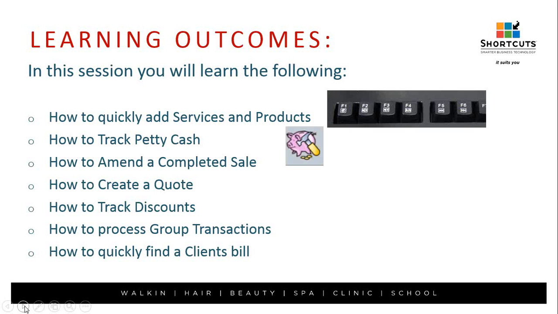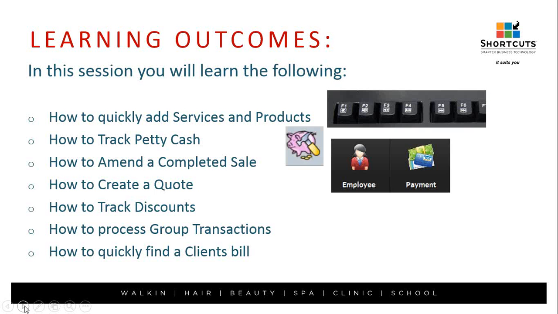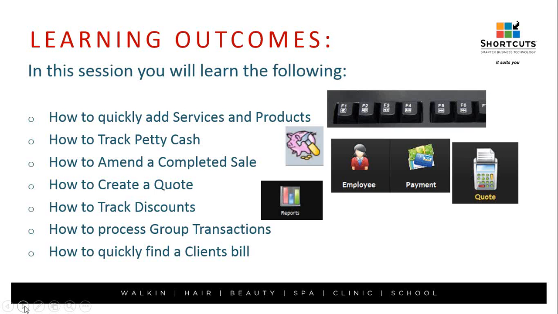We'll show you how to track petty cash, how to amend a completed sale, which is to do with changing an employee and a payment type. We'll also talk you through creating a quote, how to track your discounts, which is through the reporting section of shortcuts, how to process transactions, which are groups, and then we're also going to show you how to quickly find a client's bill. There's a new thing that's popped into shortcuts recently, which is like a search option, so if you're searching for a particular client in point of sale.